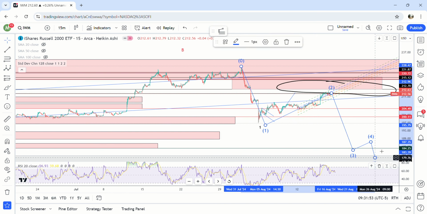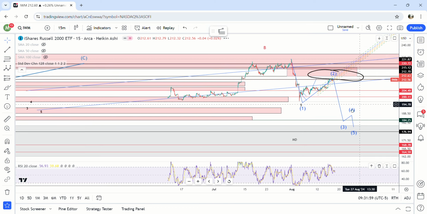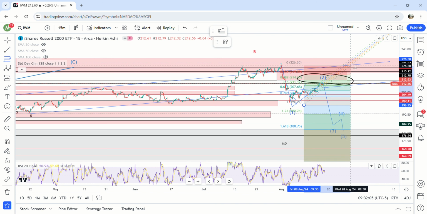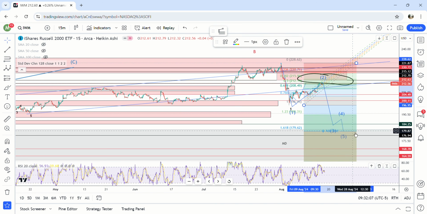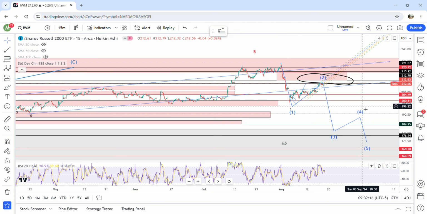And you can see where this could be going. This is monthly demand down here starting at 180. So I just said that the minimum target was 186. The 1.61 fib is at 180. Pull back, another move down like that. So that's what I see in IWM.